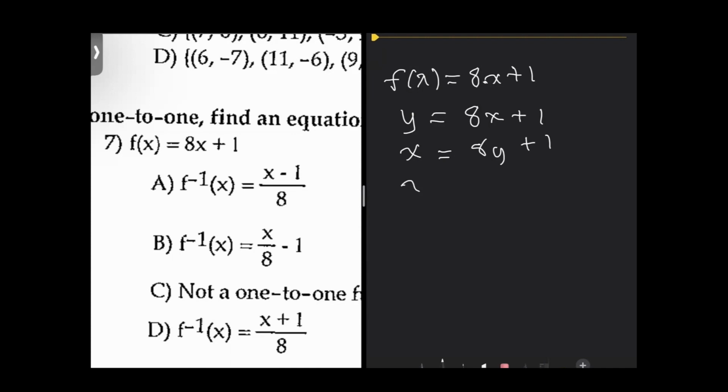So we have x minus 1 equals 8y. Therefore, the inverse, they tend to put either y to the negative 1 or f negative 1. These are notations for the inverse. So we divide both sides by 8, so we have x minus 1 over 8. And this is the inverse.